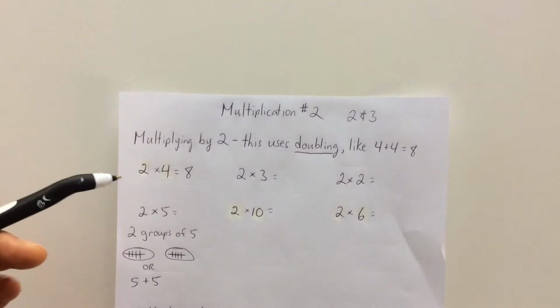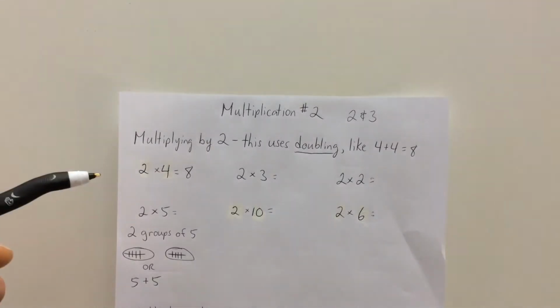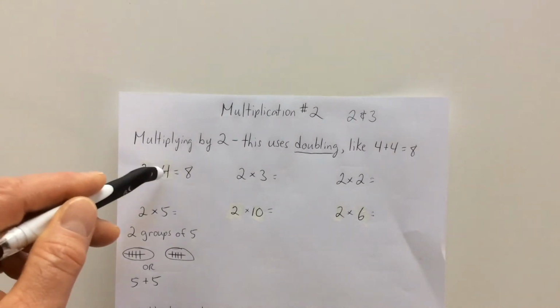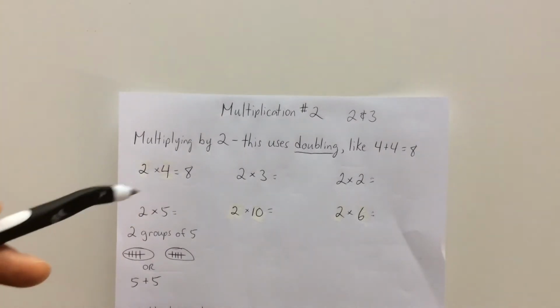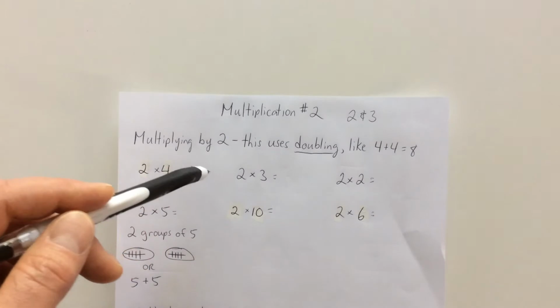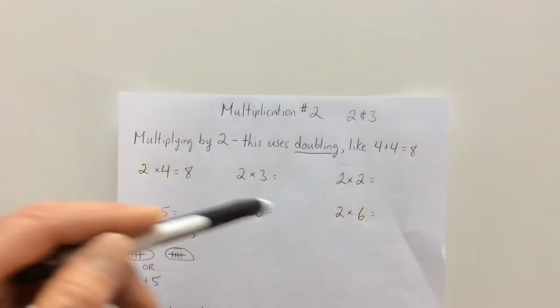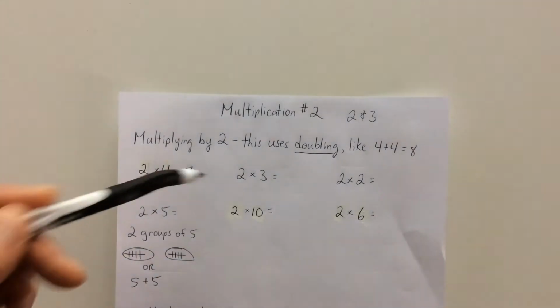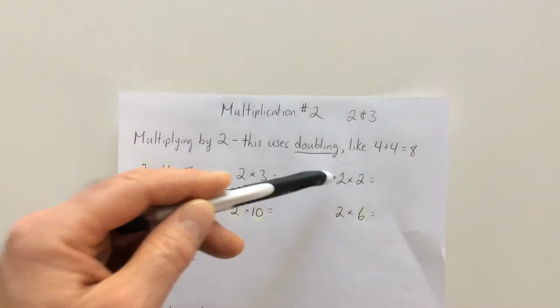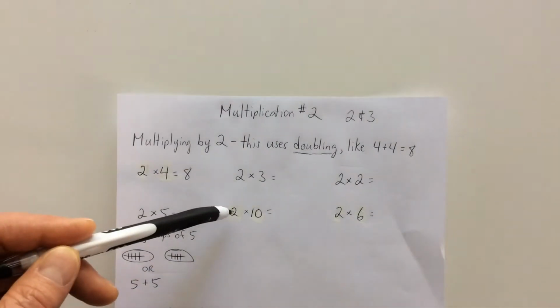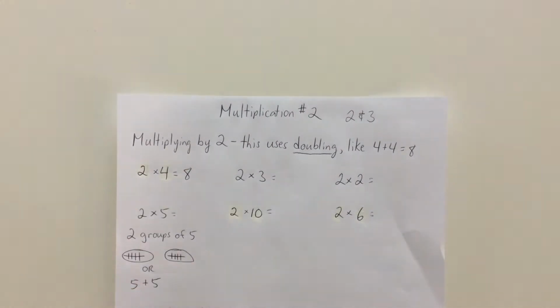So I've got some examples here. We've got 2 times 4 is 8. So that's 2 groups of 4 is 8. While I'm going over these questions, you can think about these answers and then I'll put them in after. So we've got 2 groups of 3, 2 groups of 2, 2 groups of 5, 2 groups of 10, and 2 groups of 6. All right.